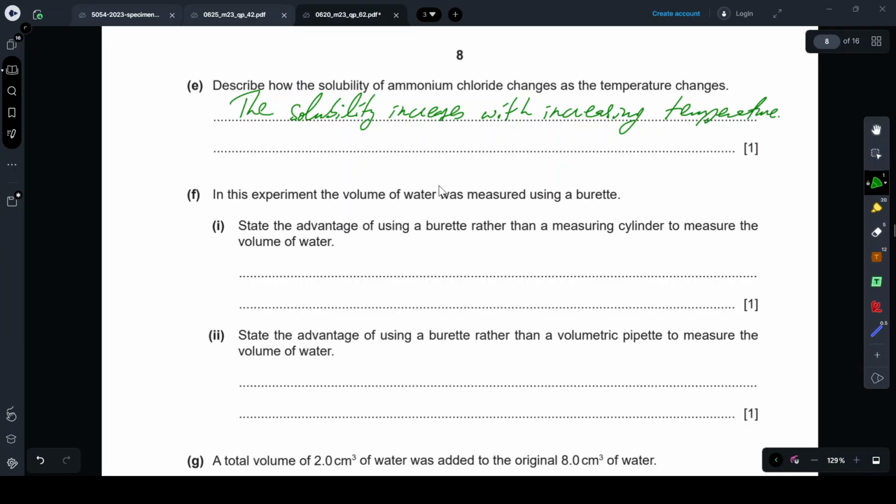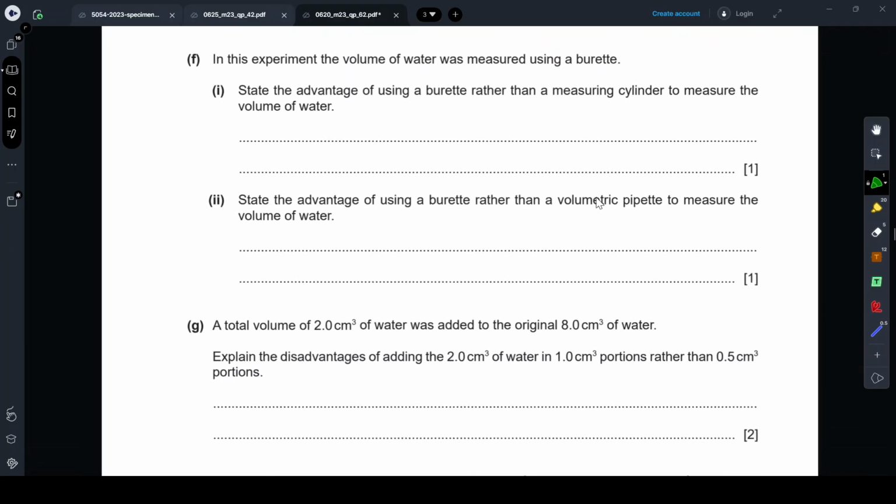In this experiment, the volume of water was measured using a burette. State the advantage of using a burette rather than the measuring cylinder to measure the volume of water. This should be very straightforward. It is more accurate and precise. Yeah. So the burette will be more accurate.